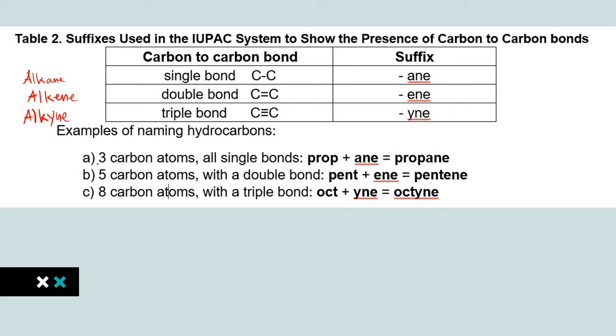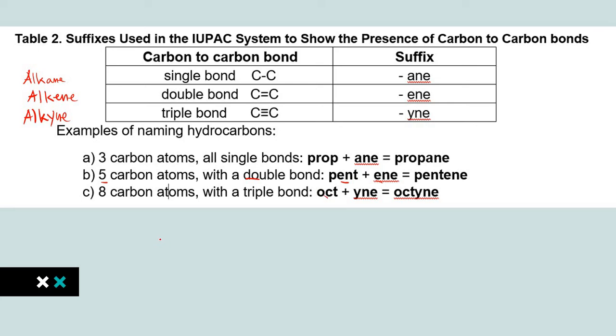For example, 3 carbon atoms, all single bonds: prop plus ane, so propane. 5 carbon atoms, a double bond exists, and it's pentene. 8 carbon atoms with a triple bond, it's octyne. This is a simple version because sometimes there could be many double bonds and many triple bonds, but let's just keep things simple. Next week, we're going to talk about those branches and we're going to name them.